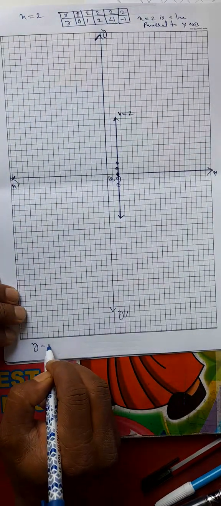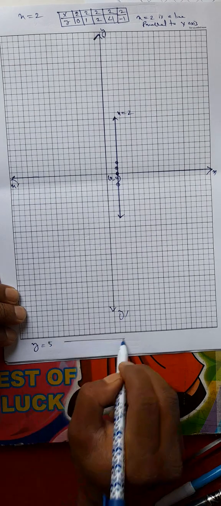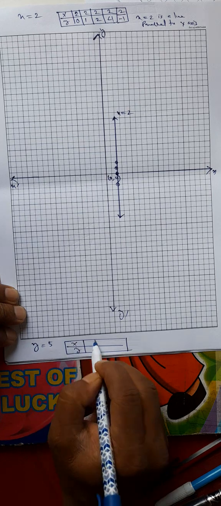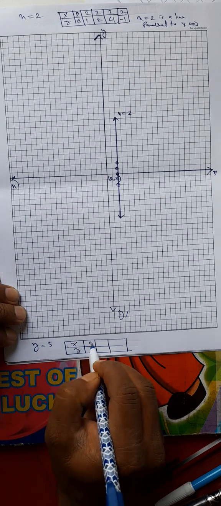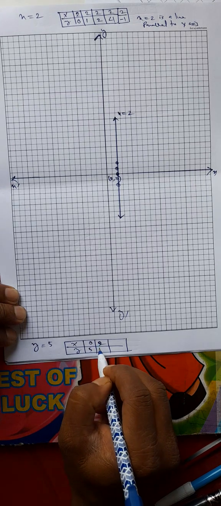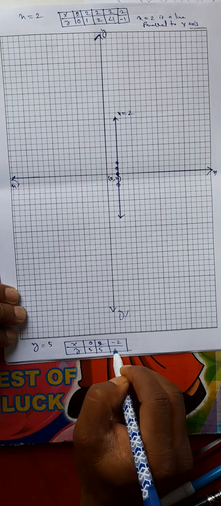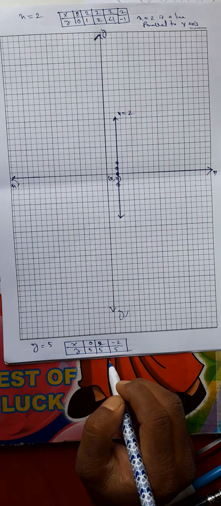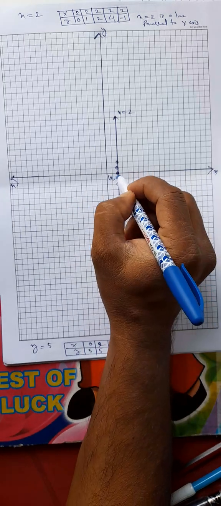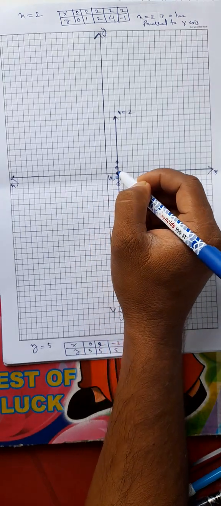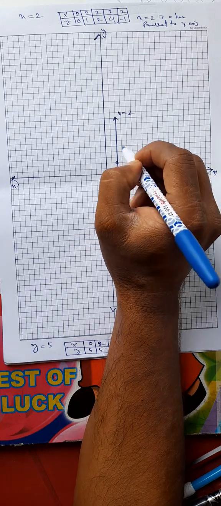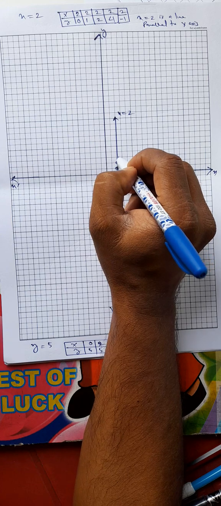Similarly, let us draw the graph of this equation. Suppose y equal to say 5. Now you find pairs of coordinates for this equation. That means for any values of x, y equal to 5. Means y will always be 5. Now you see for x equal to 0, y equal to 5. Count 1, 2, 3, 4, 5.